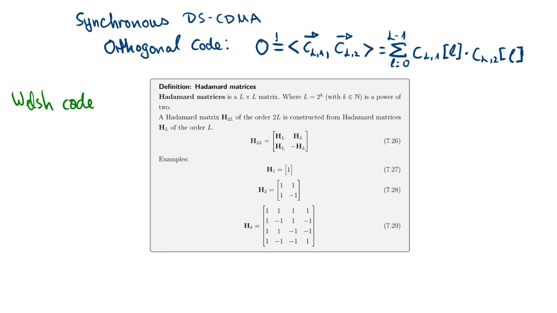And the same goes if you double the order again. So here's the Hadamard matrix of order 2, and you will find it here, here, here, and the last one is inverted. This is how Hadamard matrices are constructed.